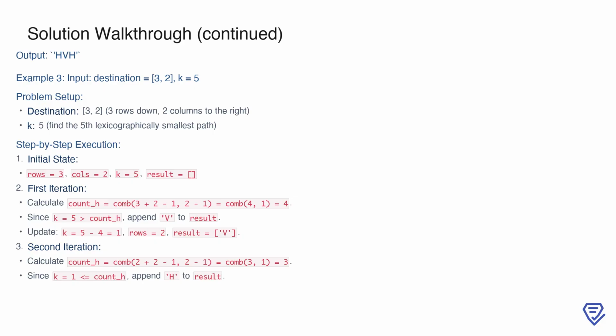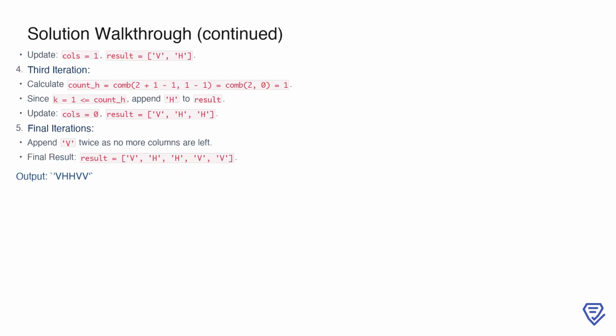Next, in the second iteration, we calculate count_h as comb(3, 1), which equals 3. This time, k is less than or equal to the count, so we append h to the result and reduce the columns to 1. With the columns now reduced to 1, we calculate count_h as comb(2, 0), which equals 1. Since k is less than or equal to this count, we append another h to the result, reducing the columns to 0. At this point, there are no more columns left, so we append v twice to account for the remaining rows. The final result becomes v, h, h, v, v, which corresponds to the output vhhvv. This is the fifth lexicographically smallest path to the destination.